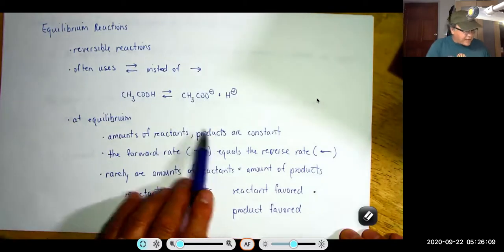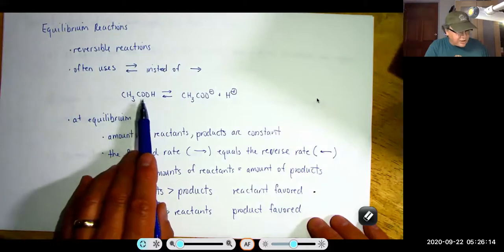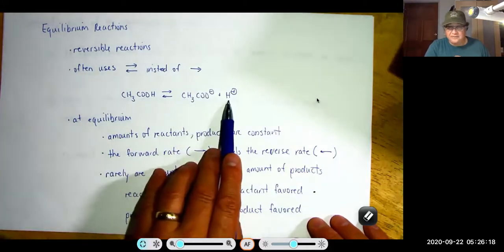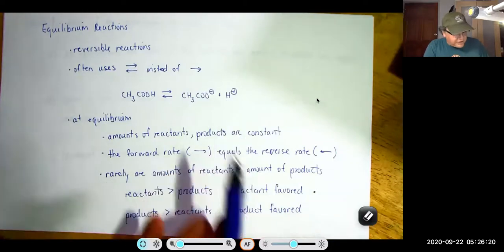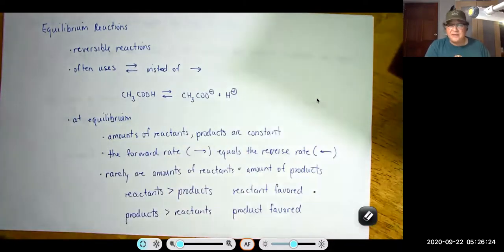So in this reaction, what's happening is that CH3COOH is turning into the acetate ion plus a hydrogen ion. But likewise, these two are coming together and making one of those. So this is happening all the time, okay?